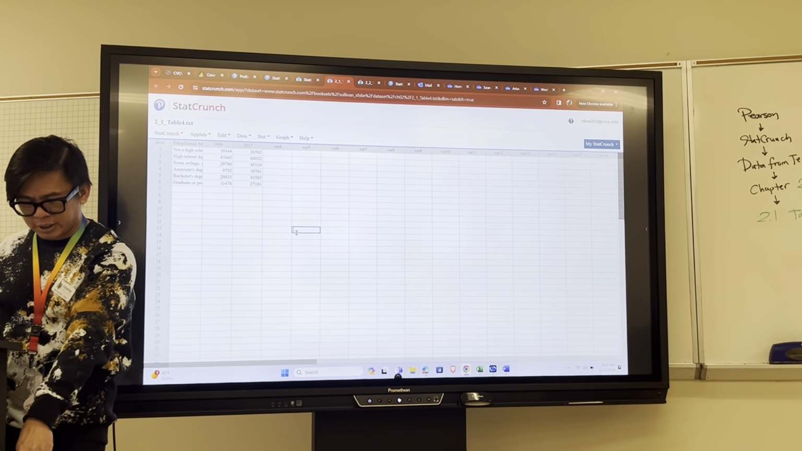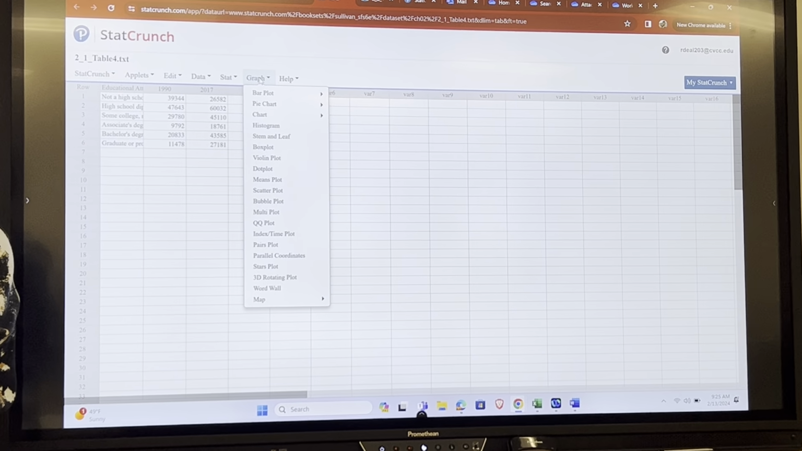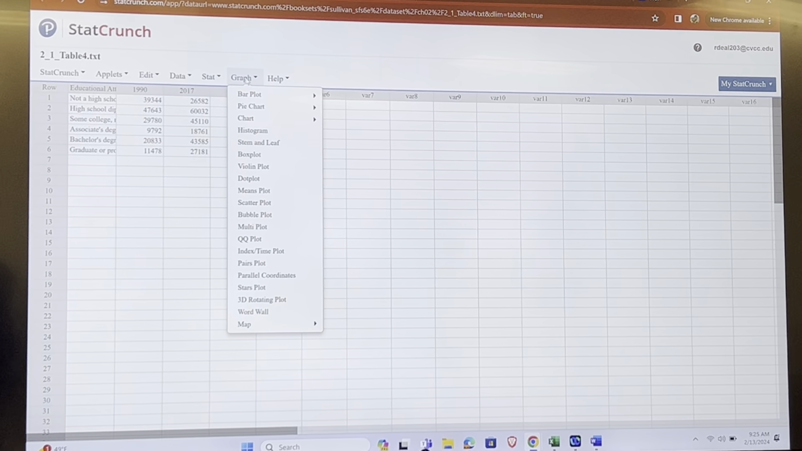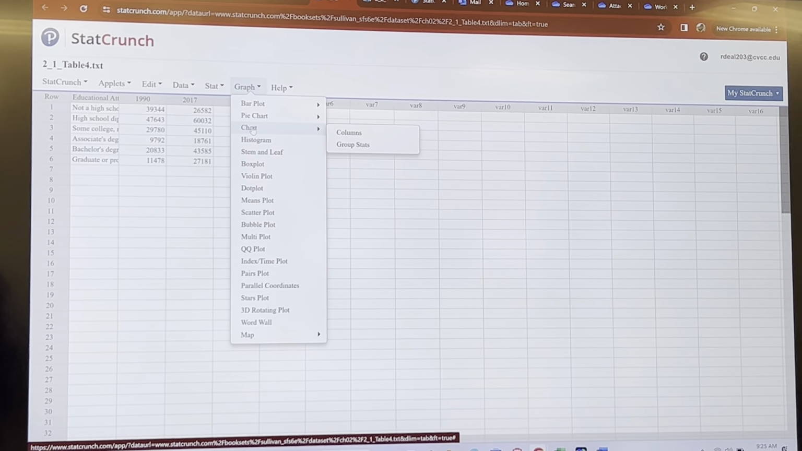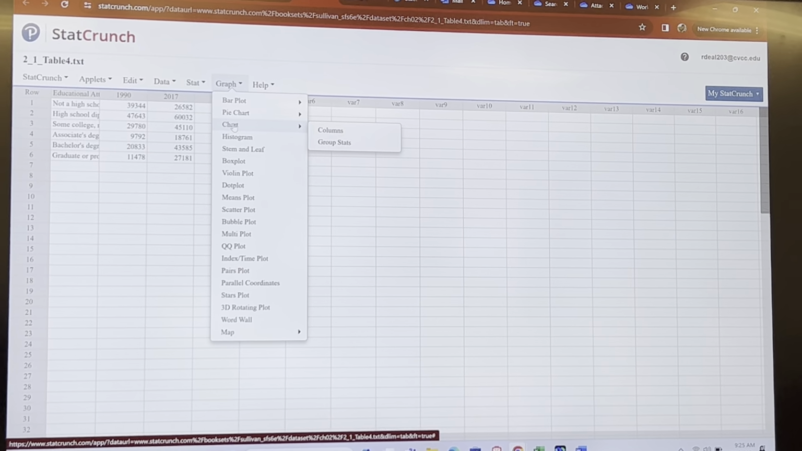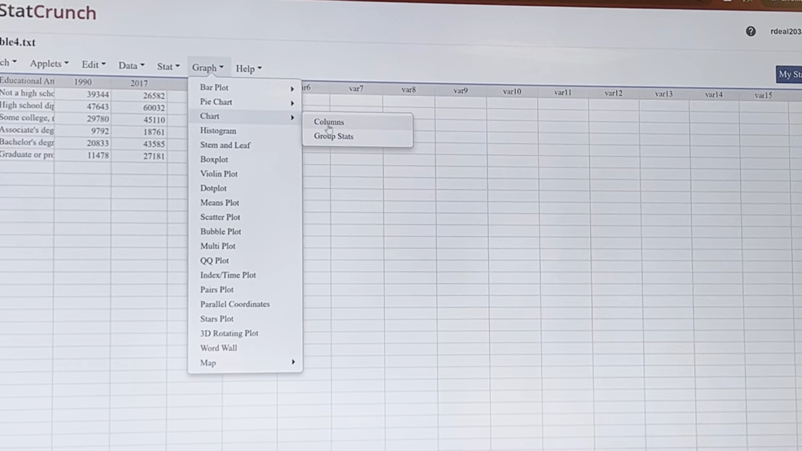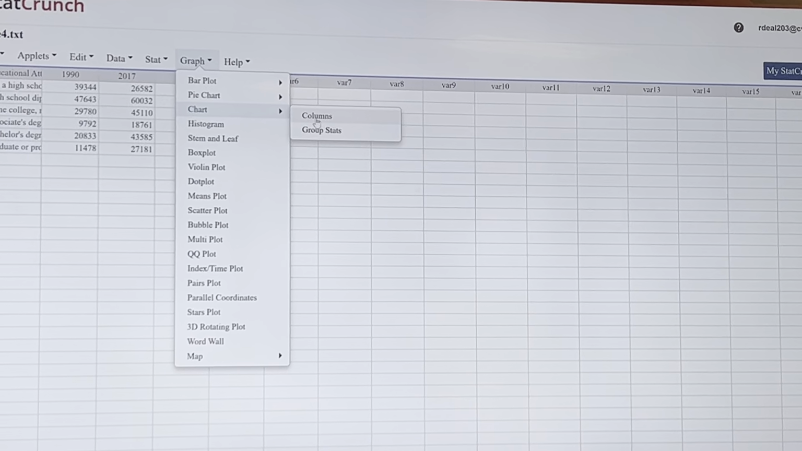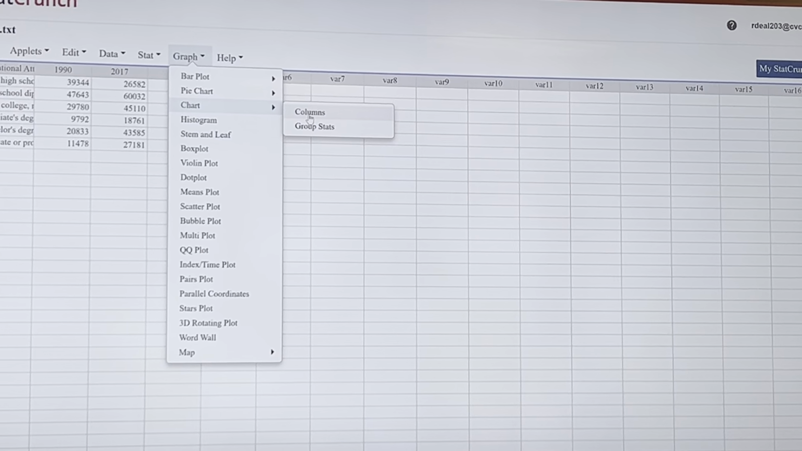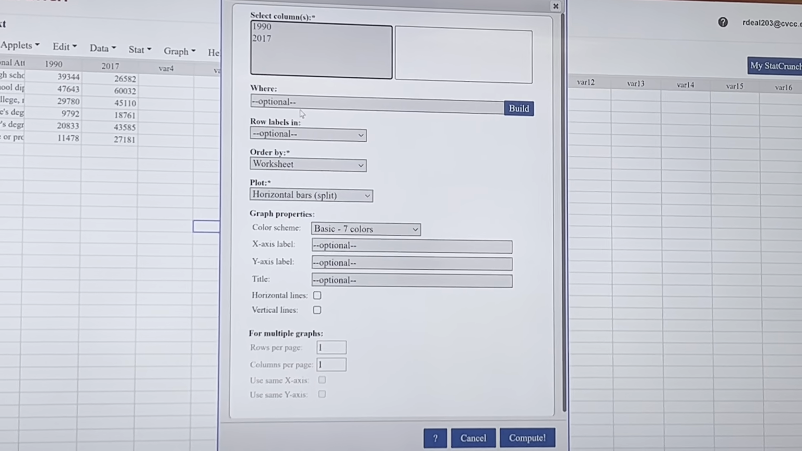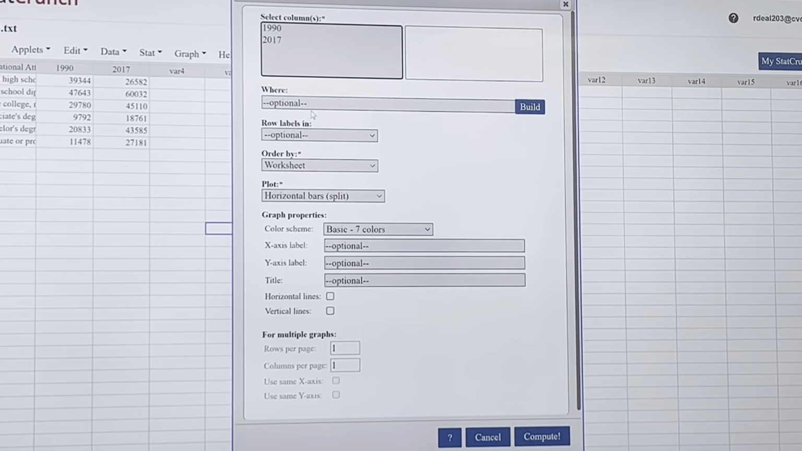Here it is. So first, select Graph. After selecting Graph, we're going to highlight Chart. Get it? Okay. So after highlighting Chart, we're going to go to Columns. Get it, guys? So Graph, Chart, Columns. Again, this is summarized data already, not raw data anymore.